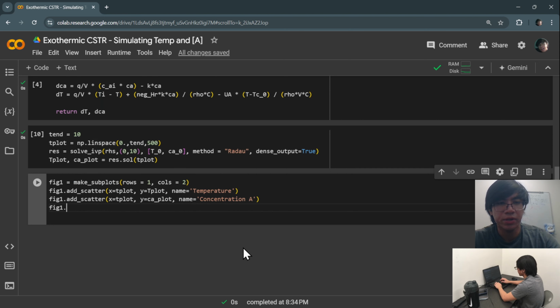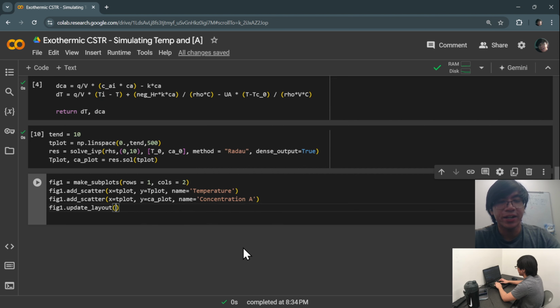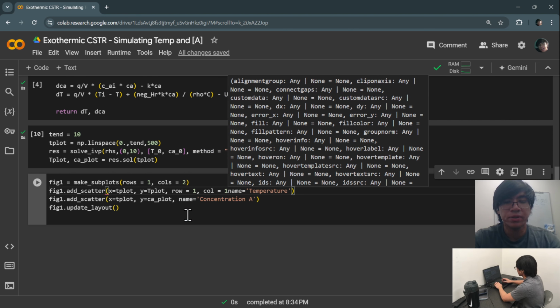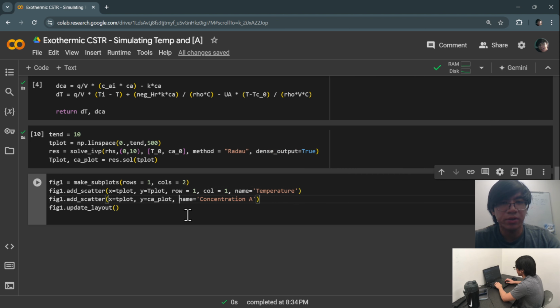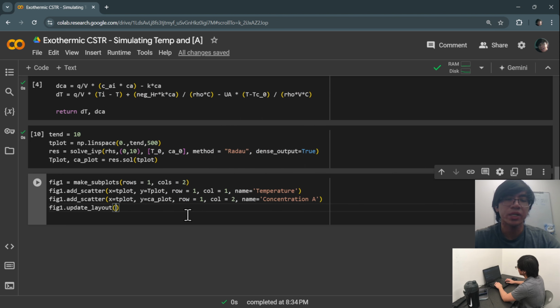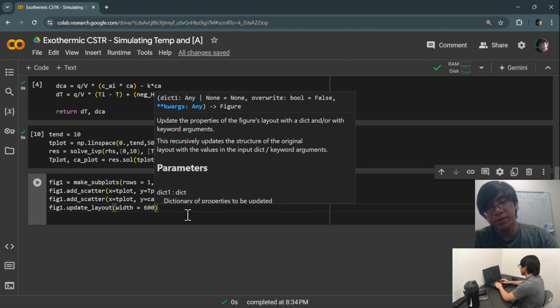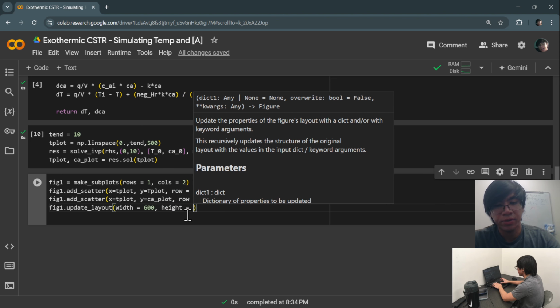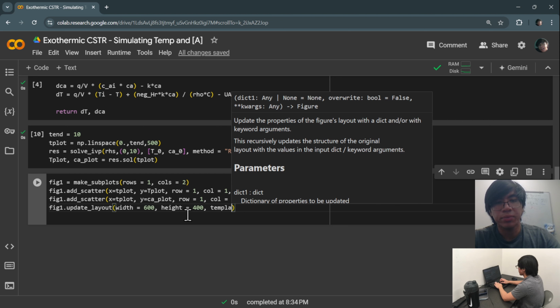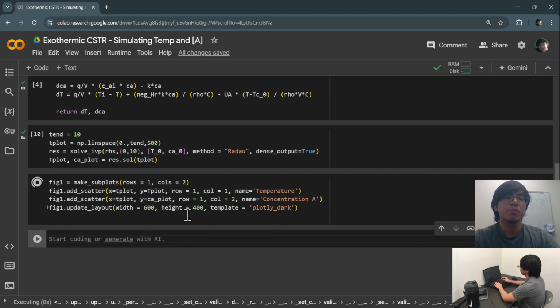So figure 1 dot update layout. Oh, I remember it. We wanted to move the rows and columns. So row is equal to 1, column is equal to 1. And then this will just be same row, different column, so the second column. And the layout's width is equal to 600 and height is equal to 400. And the template is equal to plotly dark. Please work.